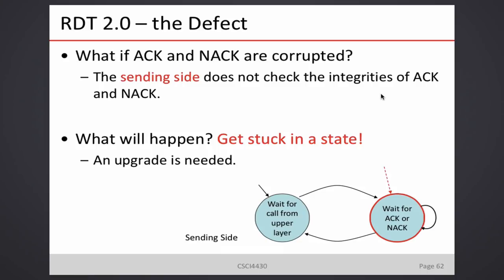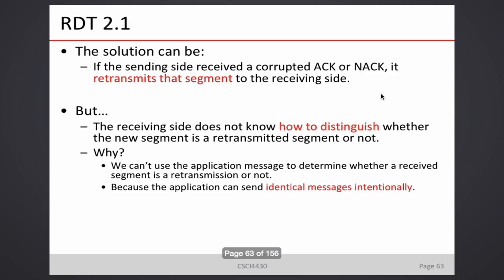Get this point? Now, how to upgrade it? To upgrade it, the message itself needs to be patched. Either patch something inside the message being delivered, and the thing is to facilitate one thing: to differentiate whether I really do the retransmission. How to differentiate whether that message is a retransmission or not.